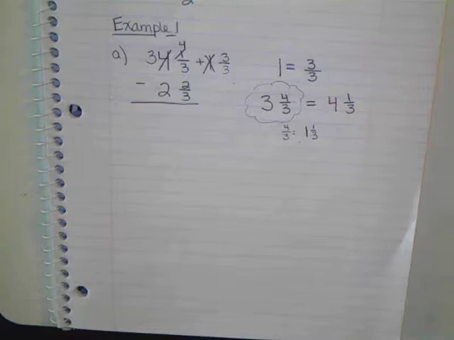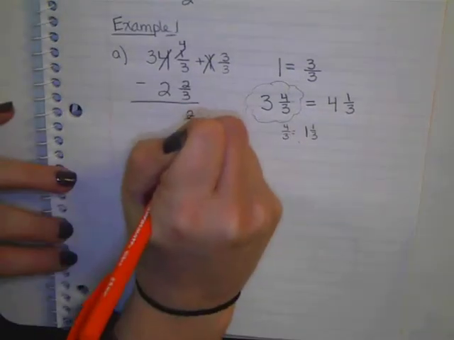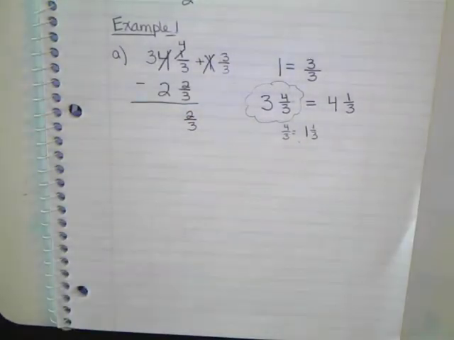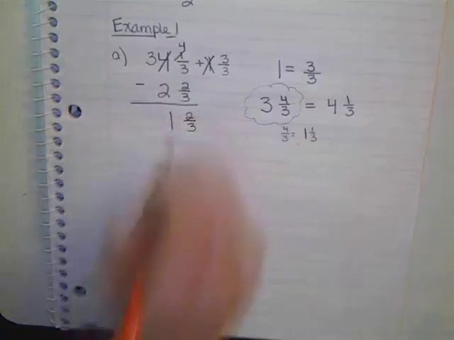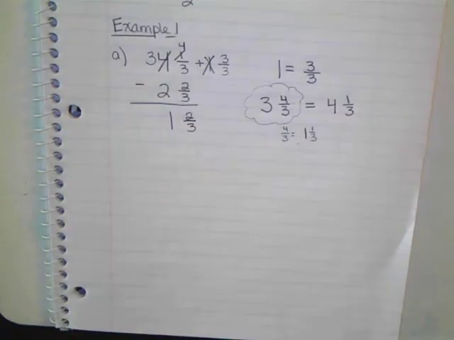Okay, so now if I take 2/3 away from 4/3, how many do I have? 2/3. And 3 minus 2 is? Can I do any more simplifying? Nope. 1 2/3.